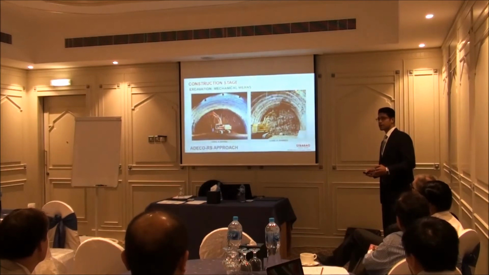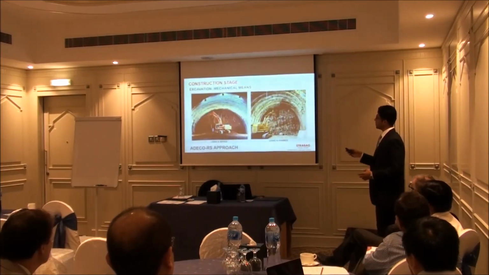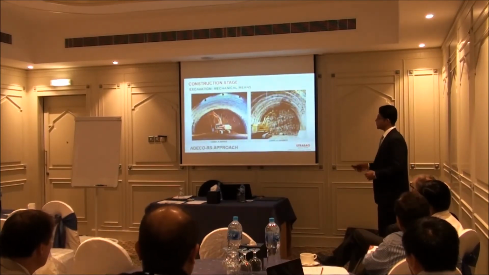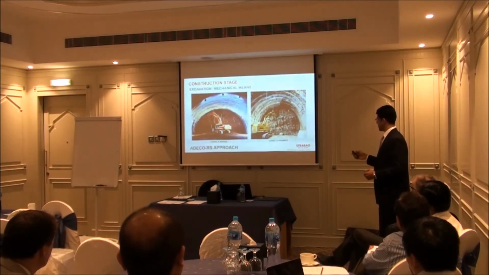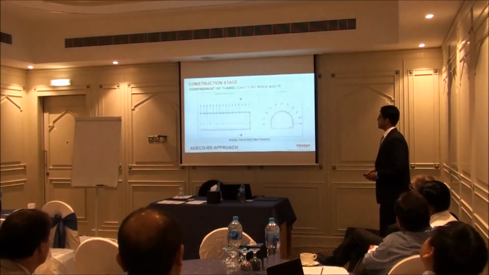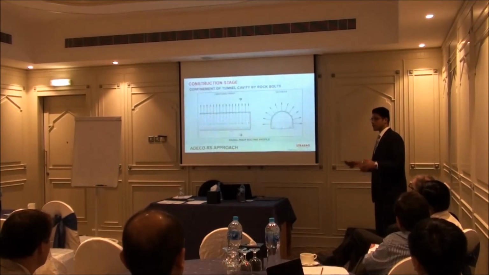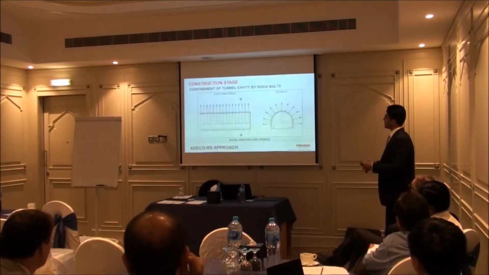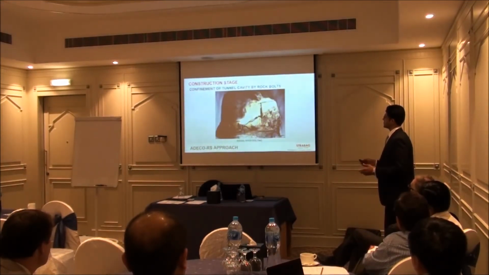In soils where pre-confinement action has been done, using fiberglass reinforcement, for example, excavation is usually done by mechanical means, so using a ripper or using a hammer in slightly harder soils. Now, the next step is the confinement of the tunnel cavity. The tunnel cavity can be confined with rock boards in case of good rock conditions. This is a machine installing the rock boards.